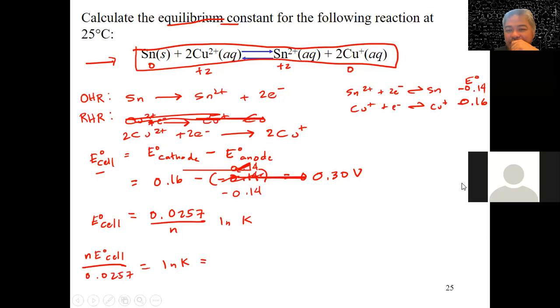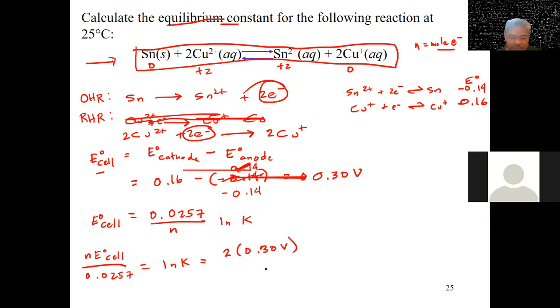What is the value of N? Is it 3? Where do we get N? N is the number of moles of electrons. So how many electrons are involved here? We have 2 electrons. So we could say 2 times 0.30 divided by 0.0257. Now, before we answer the question, do you have any idea what will be the value of K?